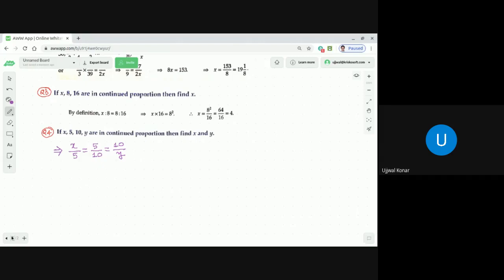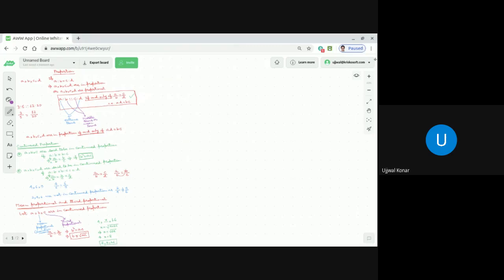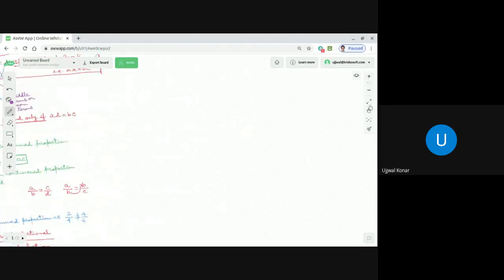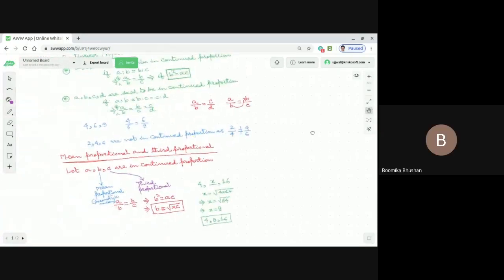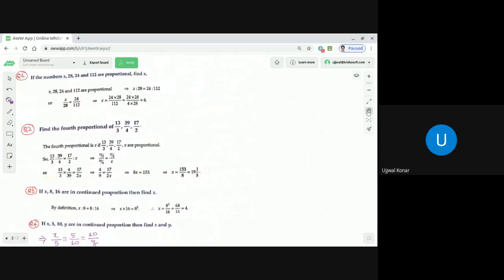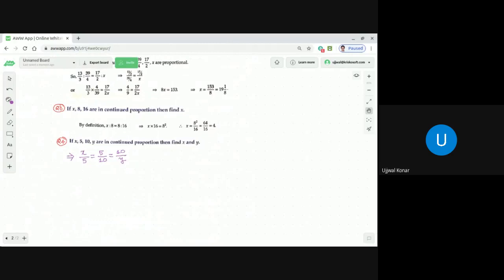If you look into it, the continued proportion for four quantities: A, B, C, D are said to be in continued proportion if A by B is equal to B by C is equal to C by D. Exactly the same thing we have done here. Correct or not? Yes, sir. So from here, what we get? x by 5 is equal to 1 by 2, which is equal to 10 by y. Correct or not? Yes, sir.